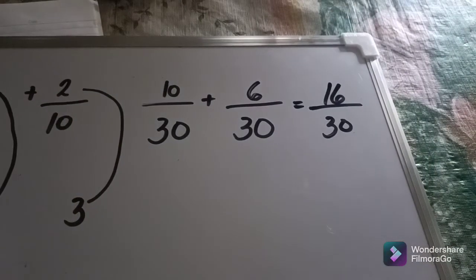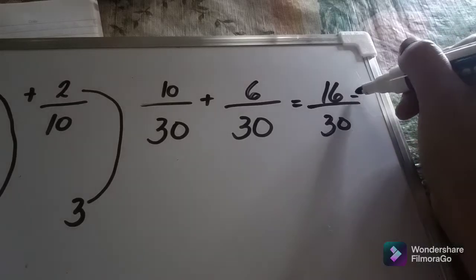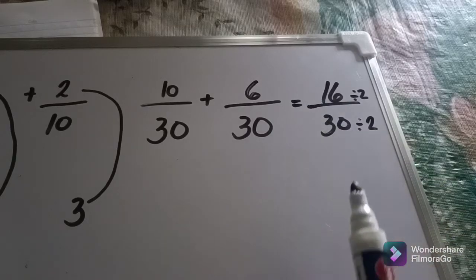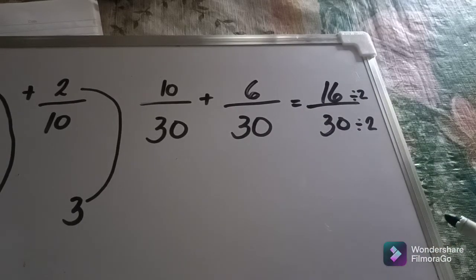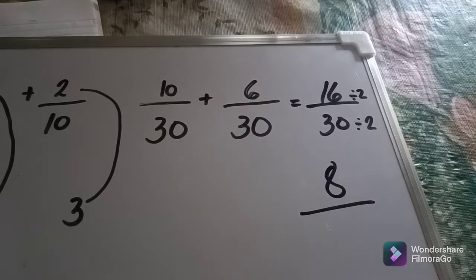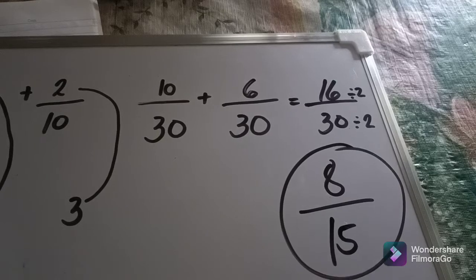But we can proceed to simplification or simplifying. Okay, what number can divide both 16 and 30? Let's try 2. Okay, 2 to make the answer or the fraction smaller. 16 divided by 2. 8. 8. Okay. 8. 30 divided by 2. 15. 15. So this is our final answer.